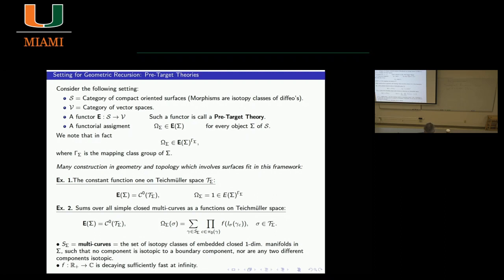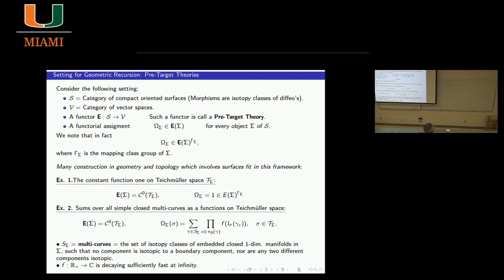And so when you have such a guy, it has a number of components, right? So I sum over all possible multicurves, I take a product over the components of the multicurve, and then I apply some function f to the length of the component. And so this becomes now a function on Teichmüller space because it depends on this point sigma in Teichmüller space, and f is just some rapidly decaying function at infinity. So for example, if you take e to the minus s times x, that's fine. That's certainly rapidly decaying enough for all topologies, actually.